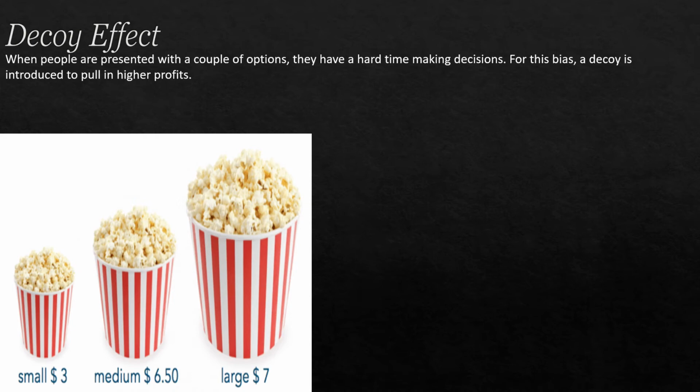But when you put in a decoy in the form of a medium-sized popcorn in there, which goes for $6.50, now if you see all three tubs together, you perceive that the large offers the best value for your money. This is something that the coffee shops also use regularly.